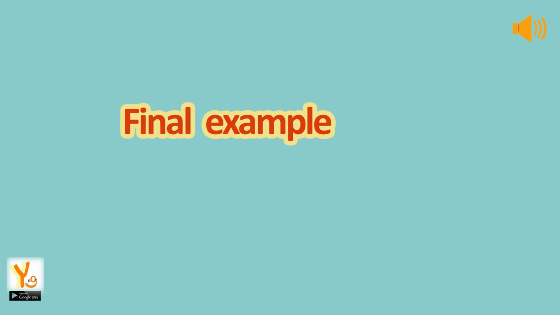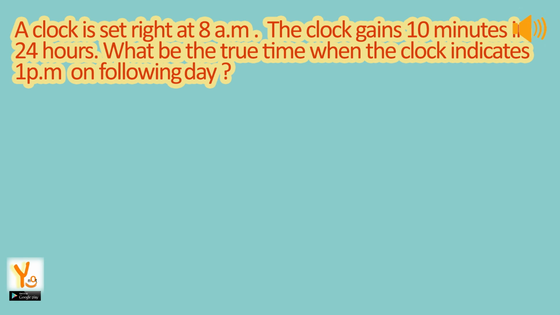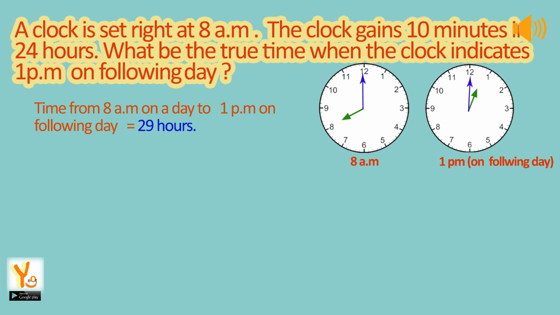Final example. A clock is set right at 8 a.m. The clock gains 10 minutes in 24 hours. What will be the true time when the clock indicates 1 p.m. on the following day? Time from 8 a.m. on a day to 1 p.m. on the following day is equal to 29 hours.